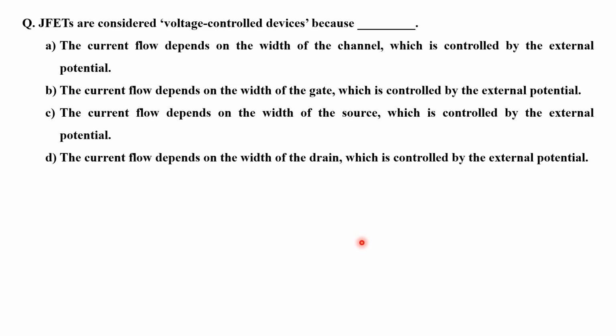Option C, madam, the current flow depends on the width of the source, which is controlled by the external potential. Option C, ma'am. What about Anil? Do you want to go with option C or any other option? Please take your time, no issue. Before answering, you can wait a few minutes so that the other person also gets some time to process it. Okay, ma'am. Actually, this question and the previous question are so related, ma'am.